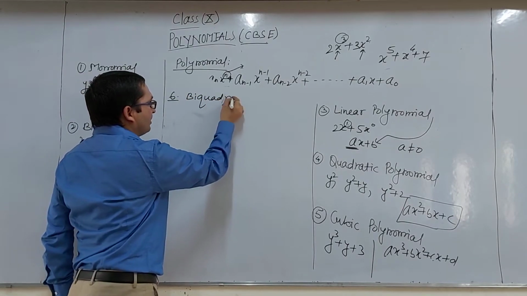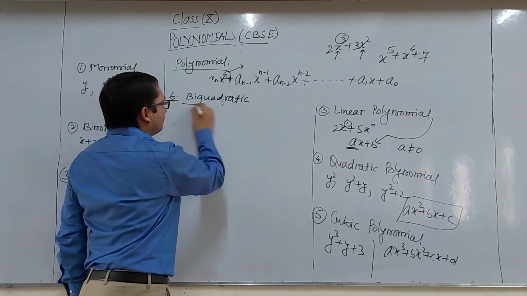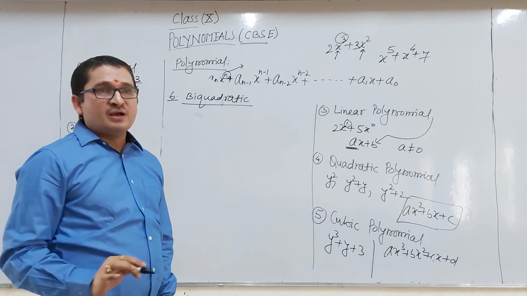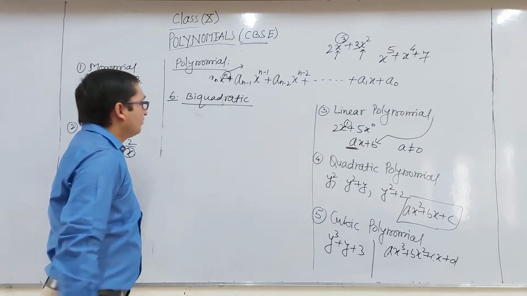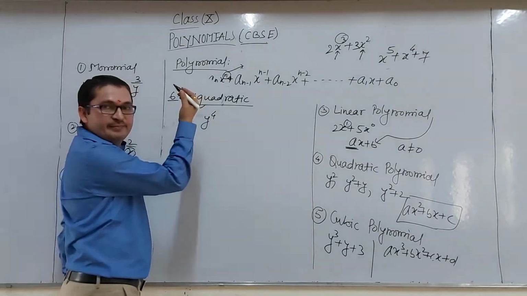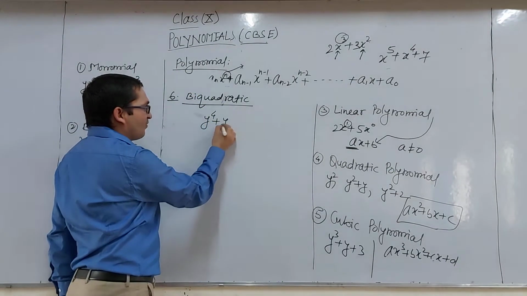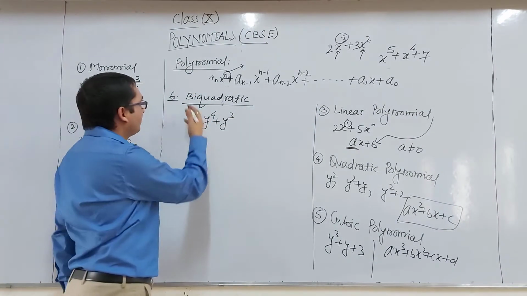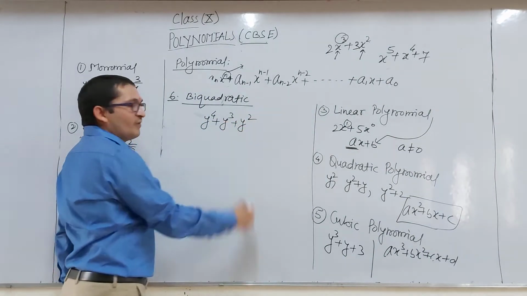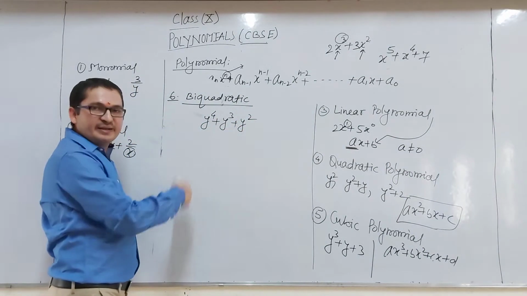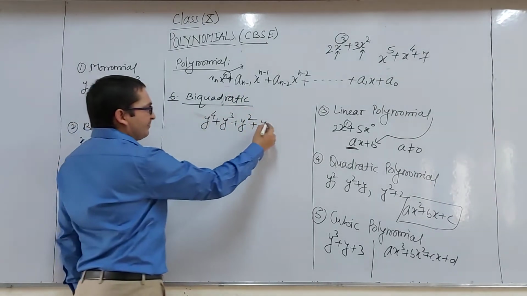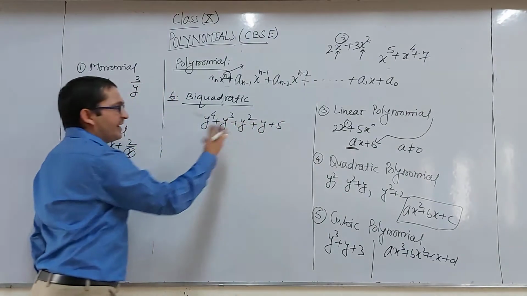Biquadratic polynomial. The degree should be 4. A polynomial which contains degree 4, like y raised to the power 4. Y raised to the power 4 plus y cube is a biquadratic polynomial. Y raised to the power 4 plus y cube plus y square is also a biquadratic polynomial. If you add one more term, y, it is still a biquadratic polynomial.